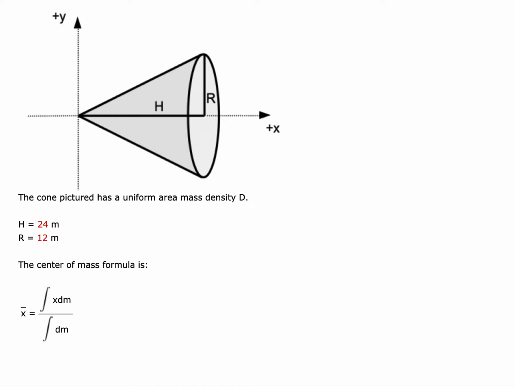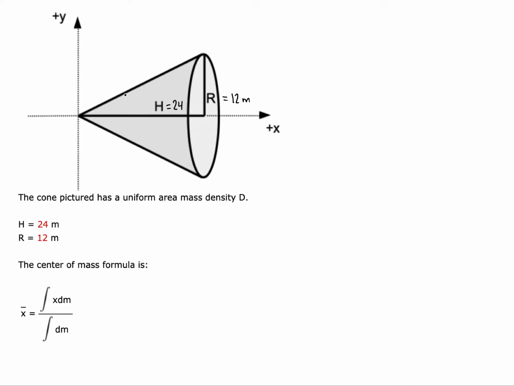So this one says the cone pictured has a uniform area mass density D. It's got a height of the cone being 24 meters. And then there's a radius of the cone, 12 meters.